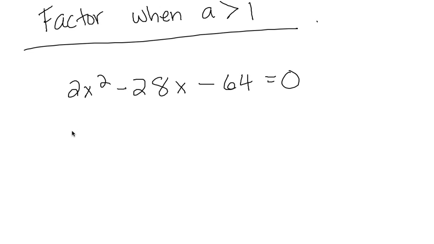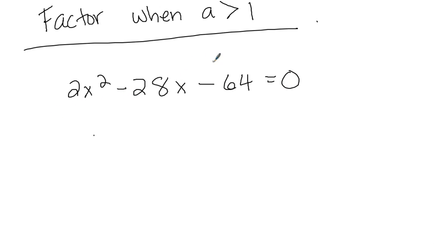Okay, so in this video, I'm going to show you how to factor when the lead coefficient, so the number in front of the x squared term, is greater than 1. Basically, when you see a number out front, the first thing you want to do is check if there's a GCF. When I look at this problem, I notice I can divide out a 2.